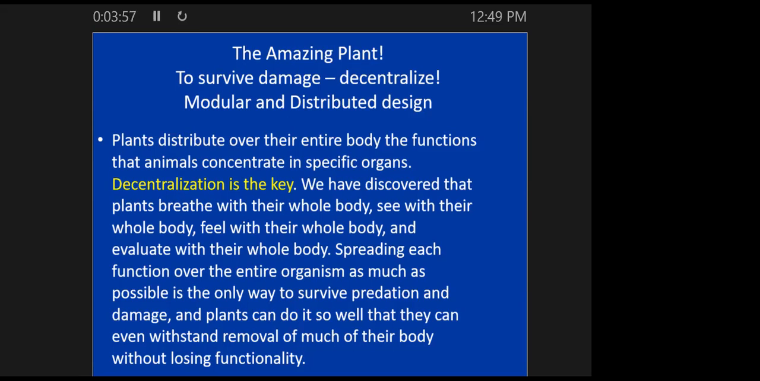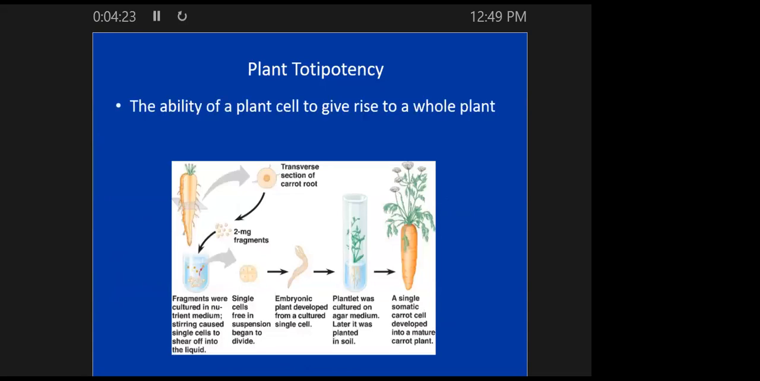And plants can do it so well that they can even withstand removal of much of their body without losing functionality. I mean, that's pretty wild to think about. I just love the way they breathe with their whole body. When I teach my advanced botany class, we get into this quite a bit on how they're doing this. But part of the reason they're so good at this and able to decentralize, and then if somebody comes along and decimates, eats up most of the tissue, they also have this capability called plant totipotency, or they're totipotent organisms.